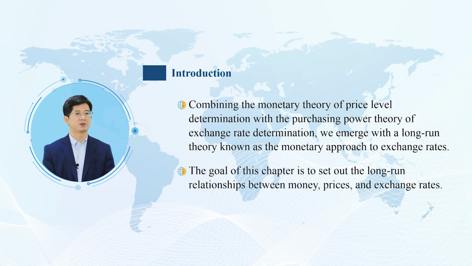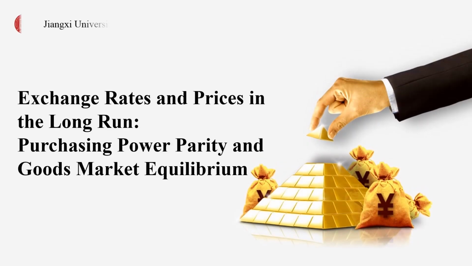The goal of this chapter is to set out the long-run relationships between money, prices, and exchange rates. At first, we discuss exchange rates and prices in the long run, purchasing power parity, and goods market equilibrium.